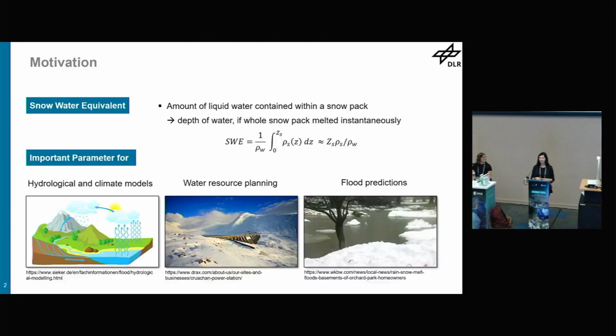water equivalent. As a short introduction, the snow water equivalent describes the amount of liquid water which is contained within a snowpack. So it would be the depth of water if the snowpack melts instantaneously. To calculate the SWE, it can be approximated by the product of the snow depth and density set in relation to the density of water. And the SWE is an important parameter for hydrological and climate models, for water resource planning, and especially when the snow starts to melt, it's needed to make flood predictions.